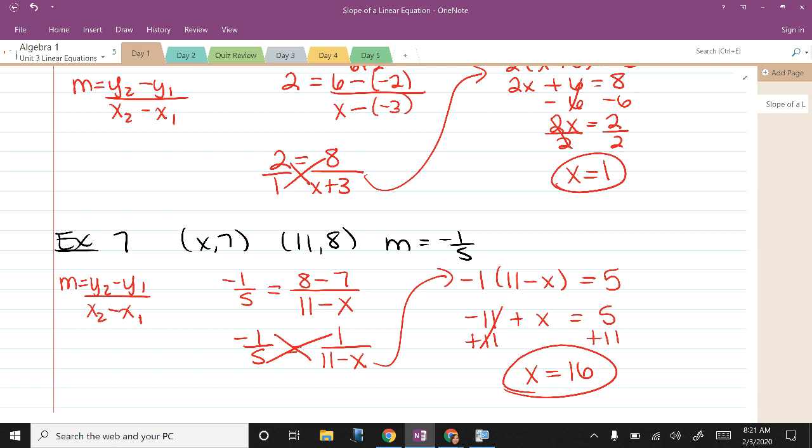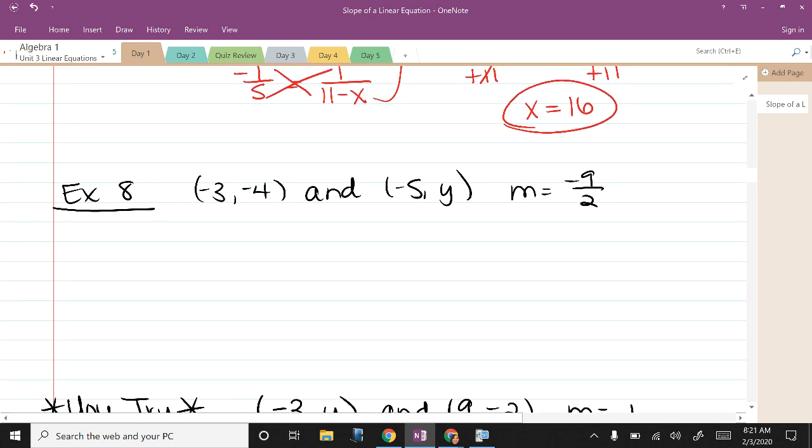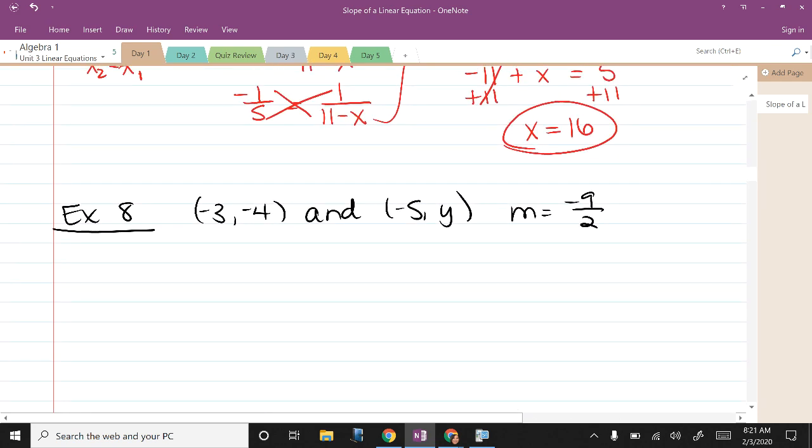And you can check it right here. 11 minus 16 will be -5. So 1 over -5 is the same thing as -1/5. So good, y'all. Now we get to find a y because we haven't found a y yet. Well, I got to give y'all the full rounded education here.